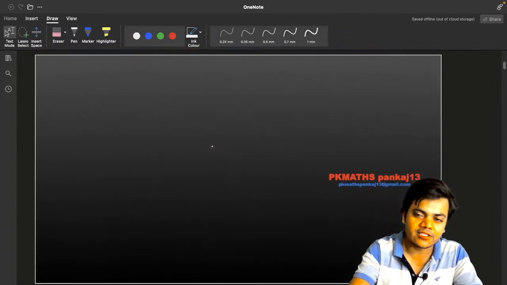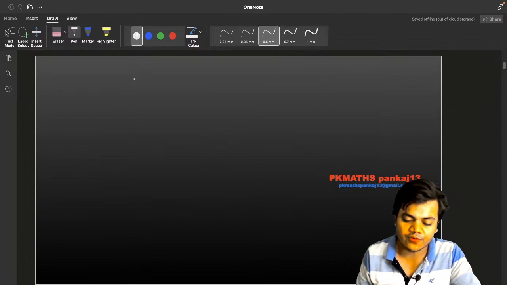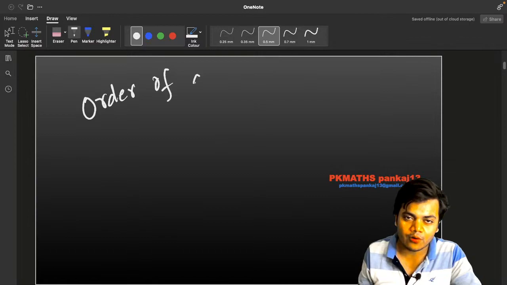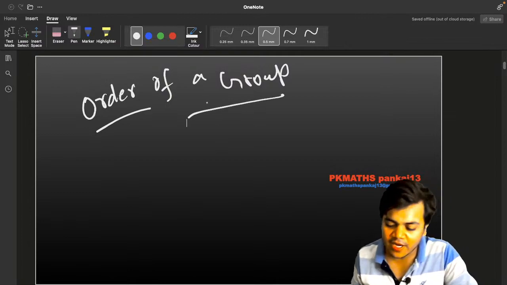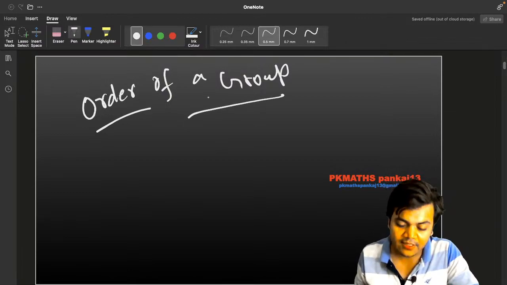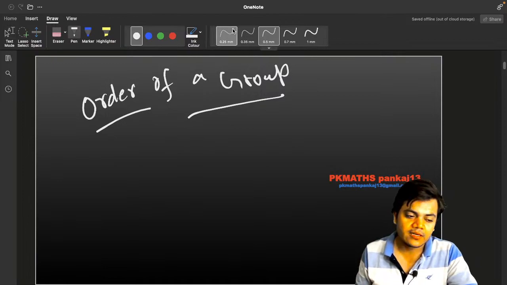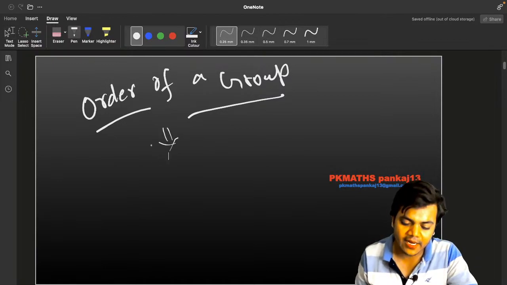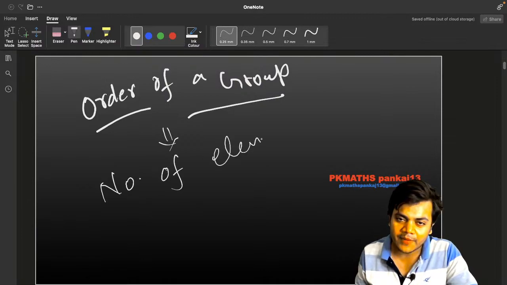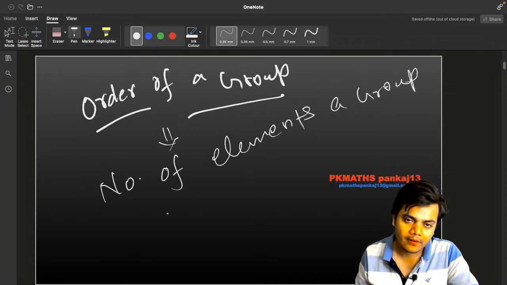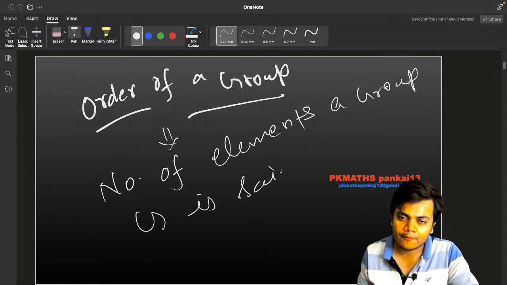This is a detailed course, so certainly I will start the discussion with a very basic thing: if anybody asks about the order of a group, what does it mean? Order of a group means we count the number of elements in it. You all know already. However, let me write: the number of elements in a group G is said to be the order of the group.